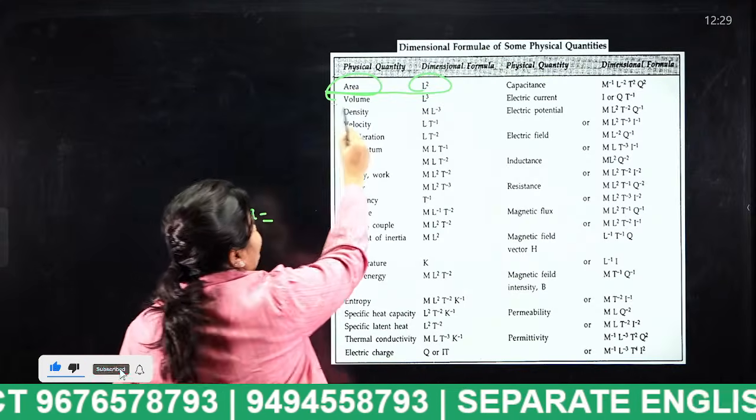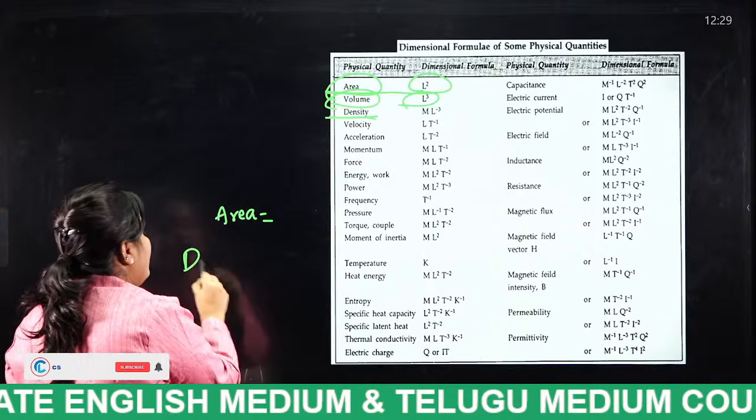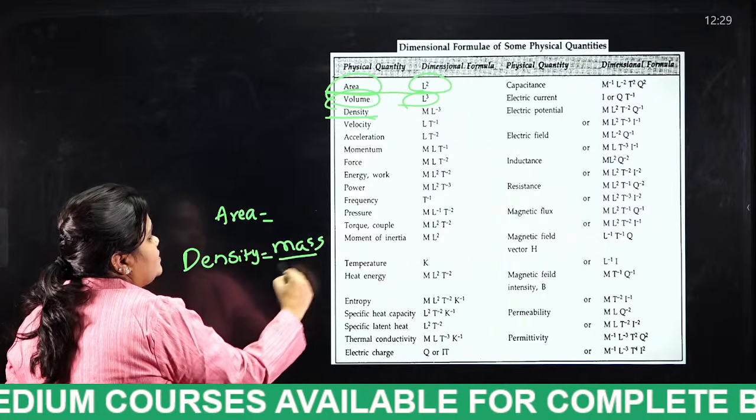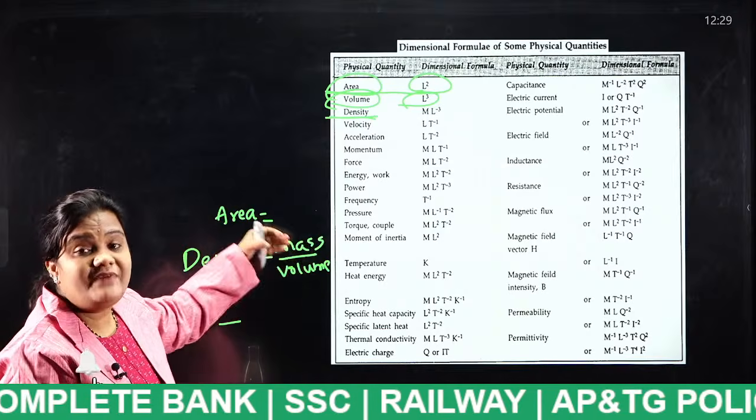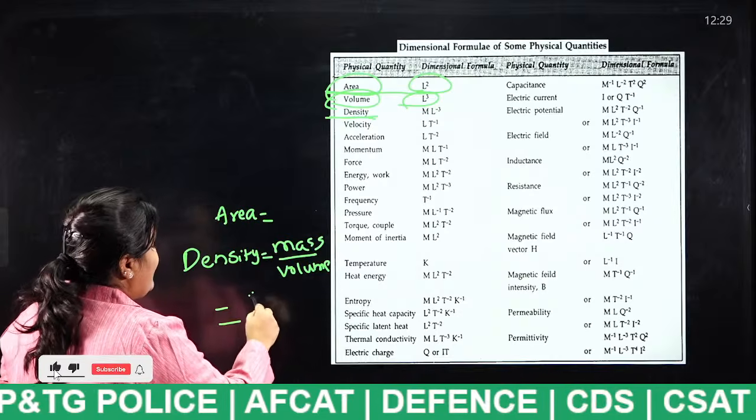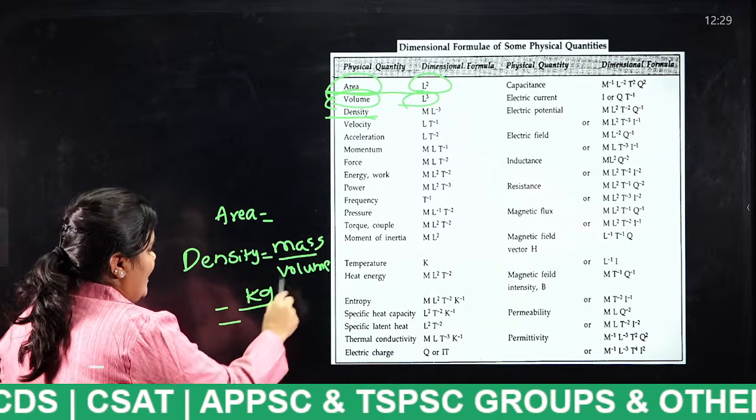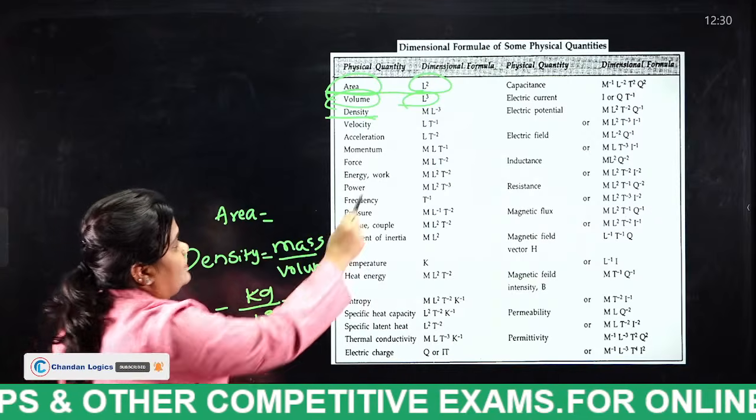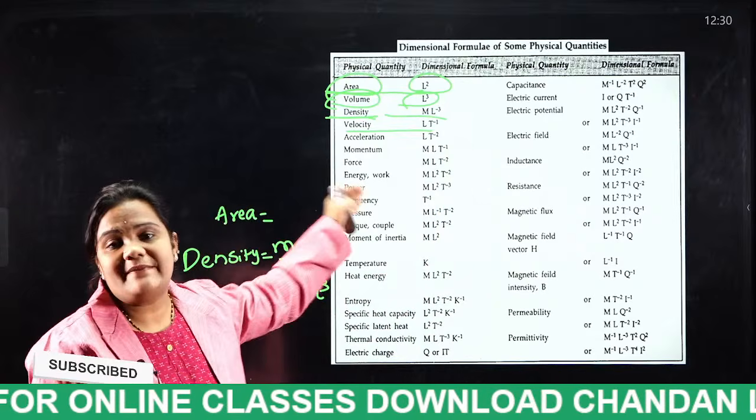And next comes volume. Volume is L cubed. In a similar way, density. What is the formula for density? Mass by volume. Now, what is the unit for mass? Kg. And for length, volume is L cubed. So density is M L to the power minus 3. This is the way to find a dimensional formula.